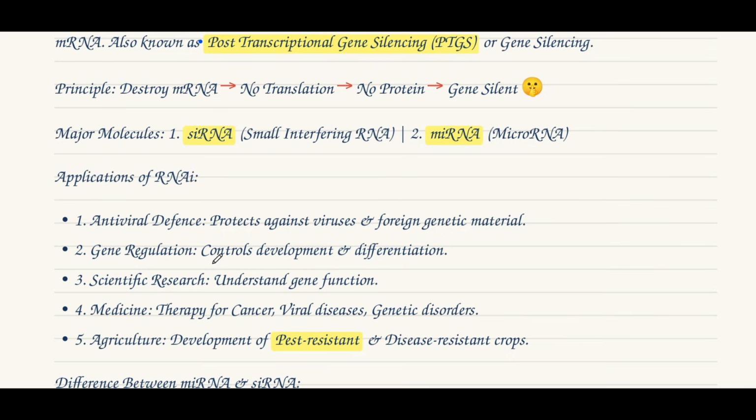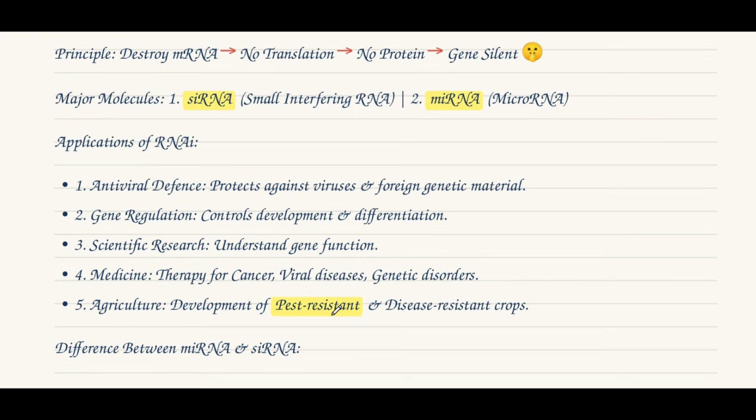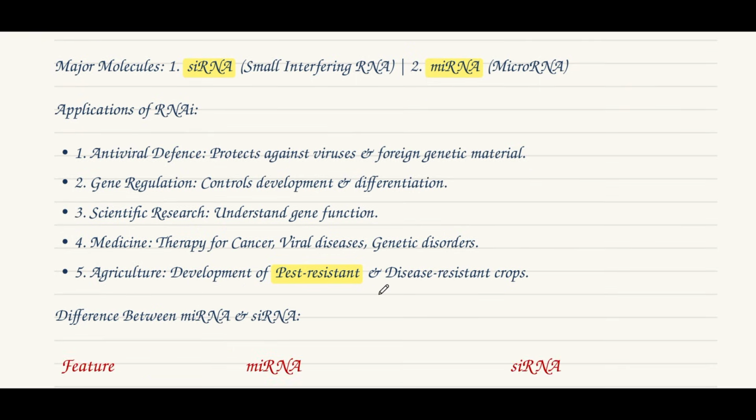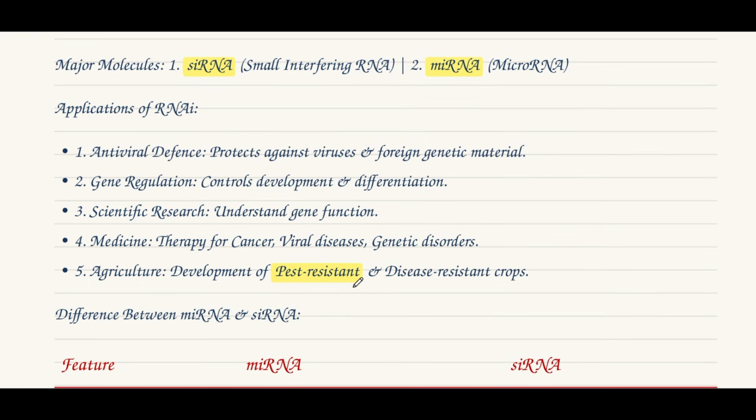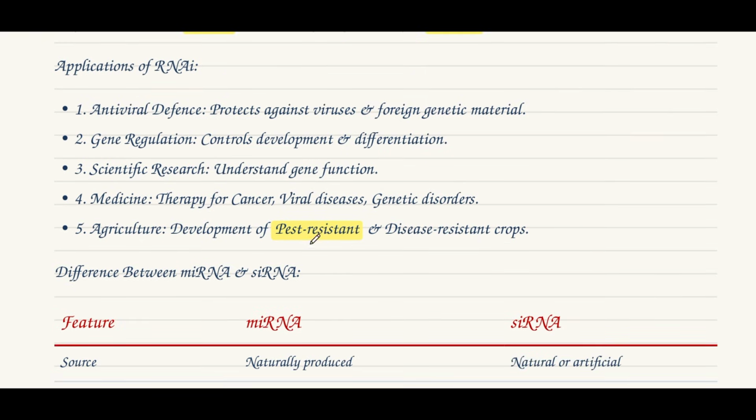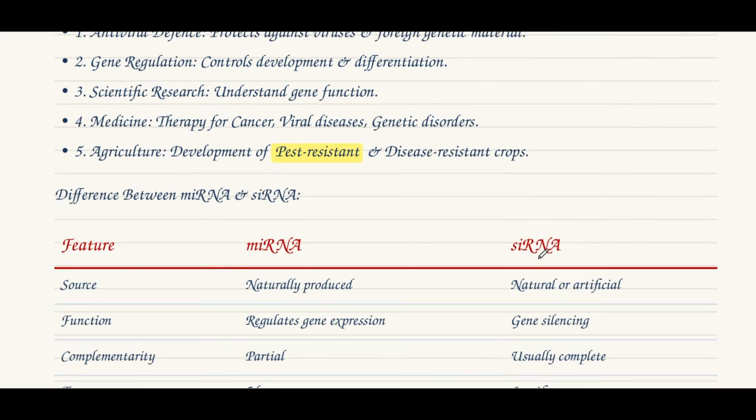Gene regulation controls development and differentiation. Because of this only we are protecting ourselves, right? In scientific research, it helps to understand gene function. In medicine, it helps with therapy for cancer, viral disease, and genetic disorders also. In agriculture, it helps develop pest-resistant and disease-resistant crops.